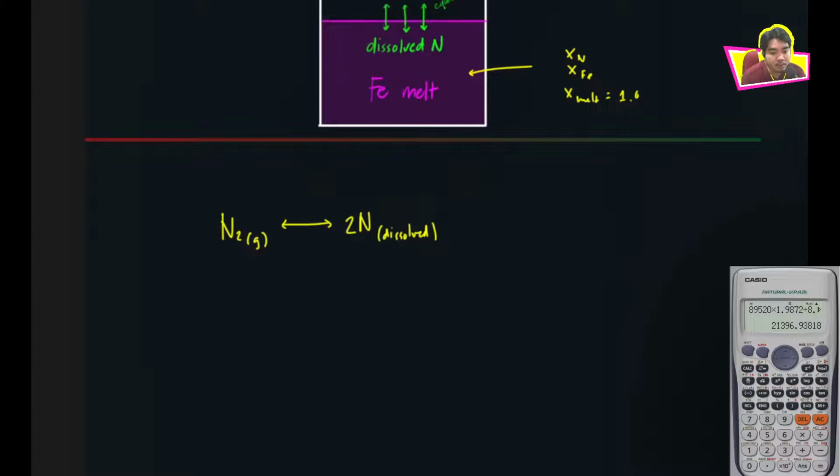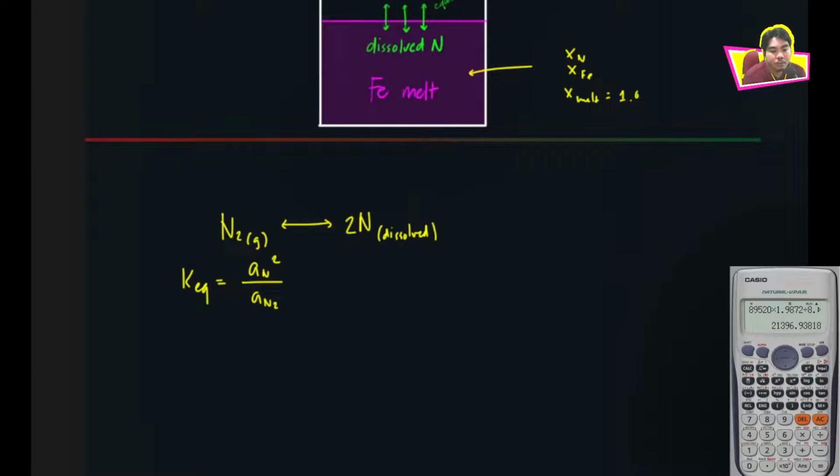And reversible yung reaction kasi we are at equilibrium. Okay? So if we were to compute the equilibrium constant, KEQ now becomes products, which is the activity of N raised to the power of 2, kasi 2N siya. And this is equal to the activity of N2. Tama?